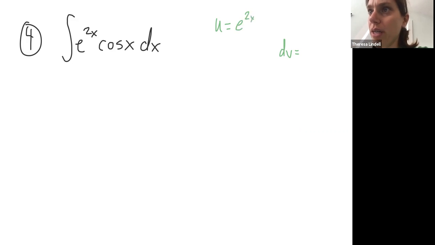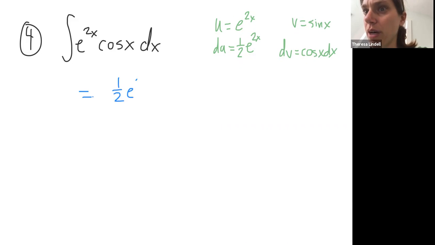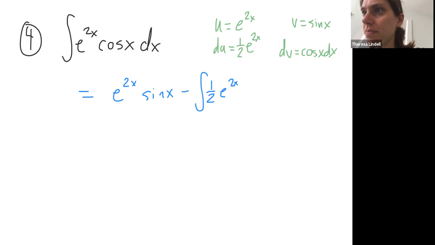So use u as e to the 2x, du is 2e to the 2x, dv is cosine x, so backwards is sine, and then that means this equals UV, e to the 2x sine x. Sorry. UV minus the integral of v du. Here's where this comes in. 1/2 e to the 2x sine x.